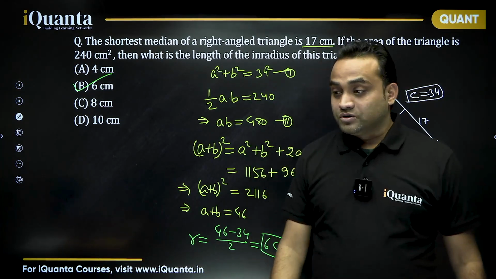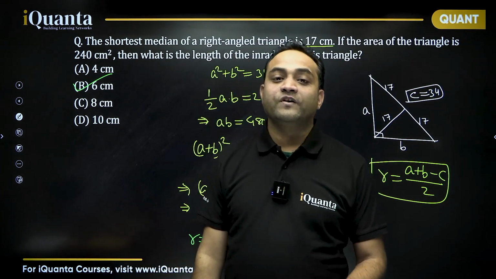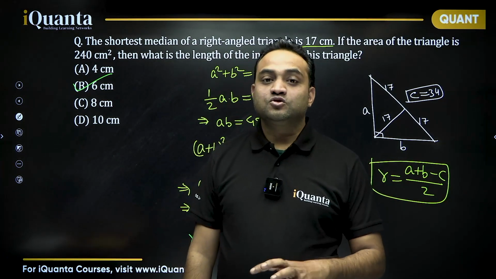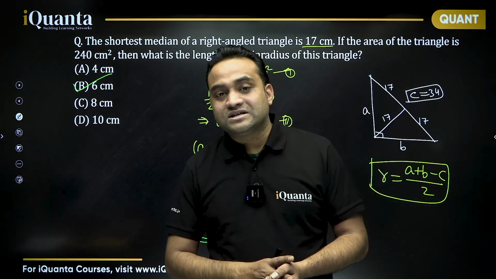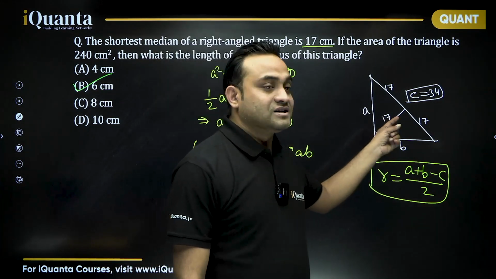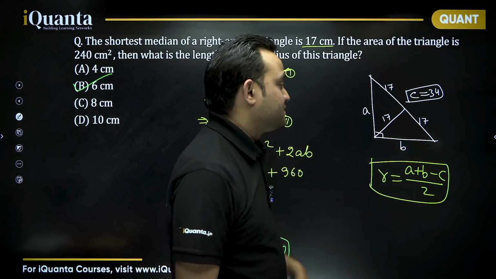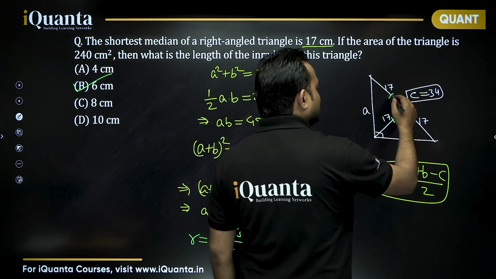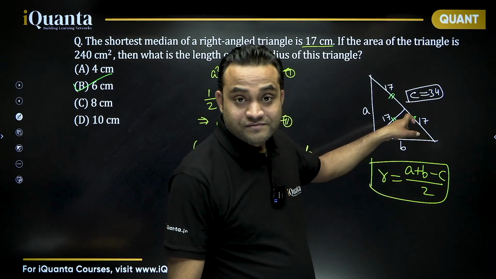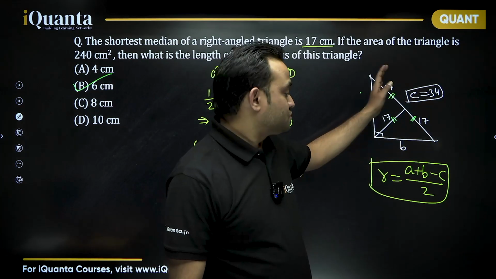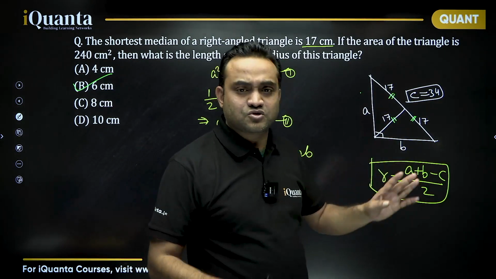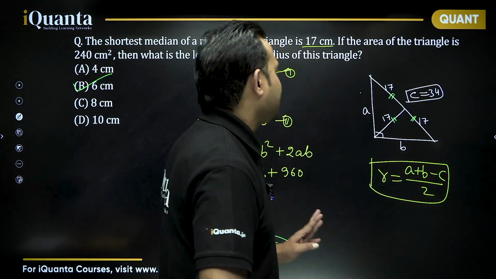Okay. So these questions might not look very easy, because we have taken these questions so that we can revise multiple concepts in one question. Now you can see what we did here. We learned the property regarding the medians here, that the shortest median is on the longest side. Also, the median on the hypotenuse is equal to half of it. And then third, how to find the length of the inradius in a right angle triangle. So many properties we are revising here in one single question.